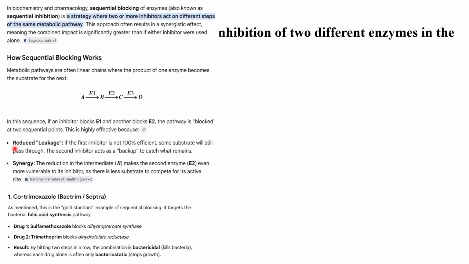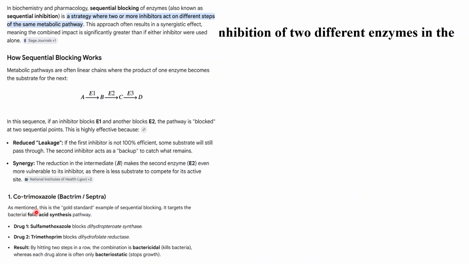This is highly effective because of reduced leakage. The first inhibitor is not 100% efficient. Some substrate will still pass through, and the second inhibitor acts as a backup to catch the remainder. Synergy: the reduction of the intermediate B makes the second enzyme even more vulnerable to the inhibitor, so less substrate competes for the active site.